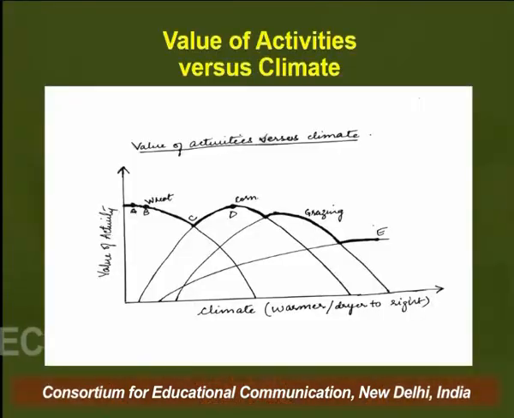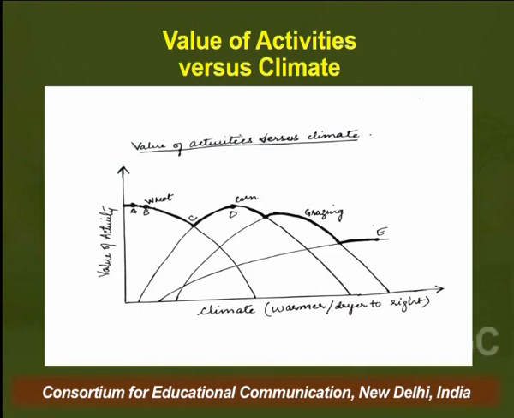As you can see in this graph, on the x-axis, different climate conditions are plotted. As you move from the origin to the right-hand side along the x-axis, you are depicting a warmer and warmer climate. It means your temperature is rising. On the other hand, on the vertical axis, we are depicting the value of land.